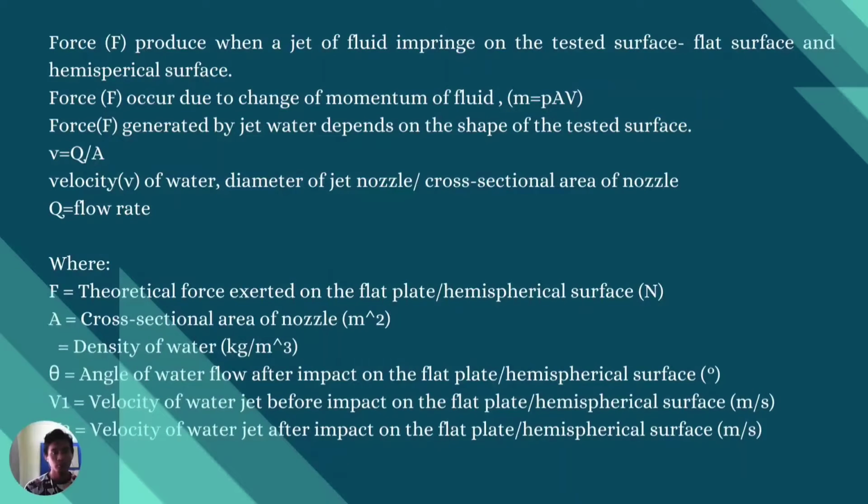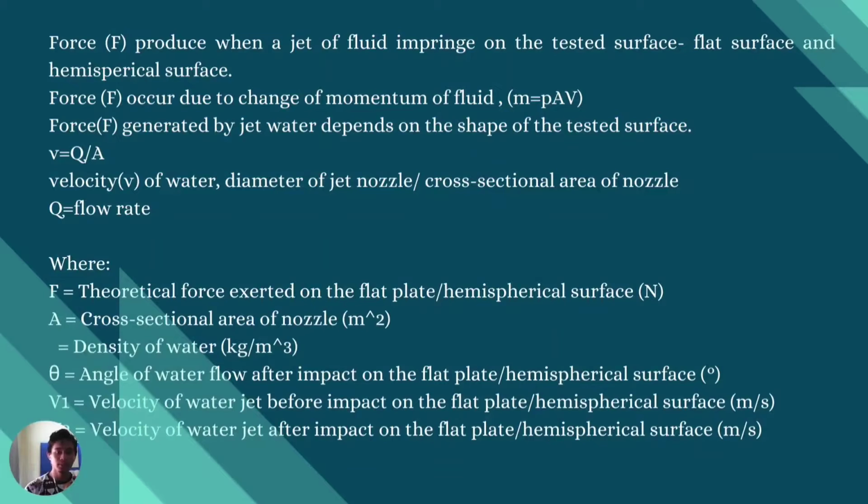force that was produced when a jet of fluid impinges, or what we call crashes, on the test surface, and we have two types of surface. The first one is flat, and the second one is hemispherical surface. The force that occurred is due to the change of momentum of fluid, where the equation for momentum is m equal to rho AV. So the force generated by the jet of water depends on the shape of the test surface.